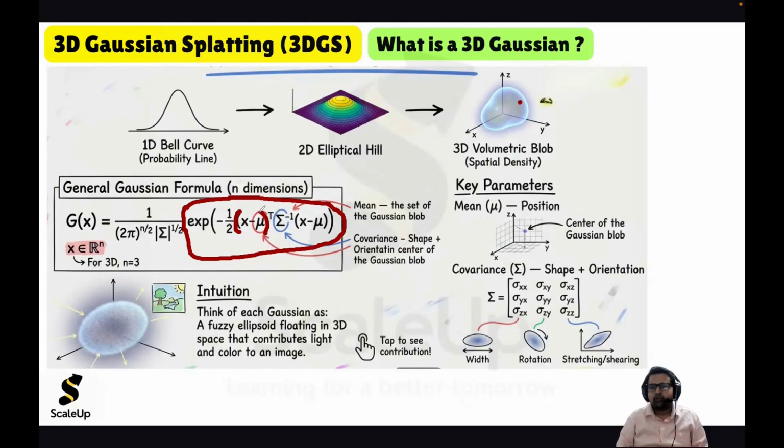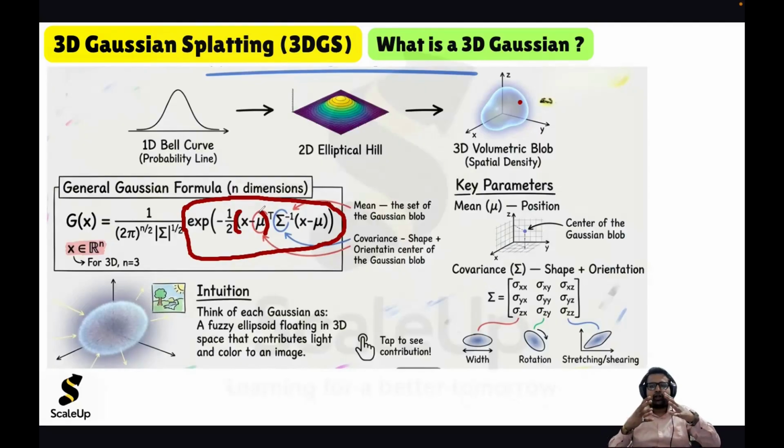Now see, the inverse of the covariance matrix gives us the precision matrix, because the covariance matrix contains information about the shape and orientation, and the inverse of that matrix contains the information about precision. We also call it the precision matrix. This term is very important in determining the probability of a point, because we have to have this information.